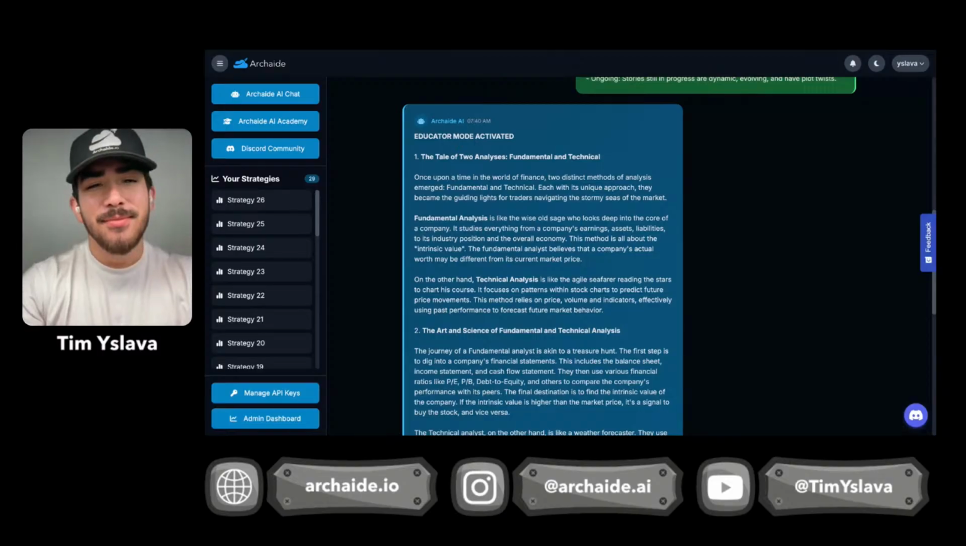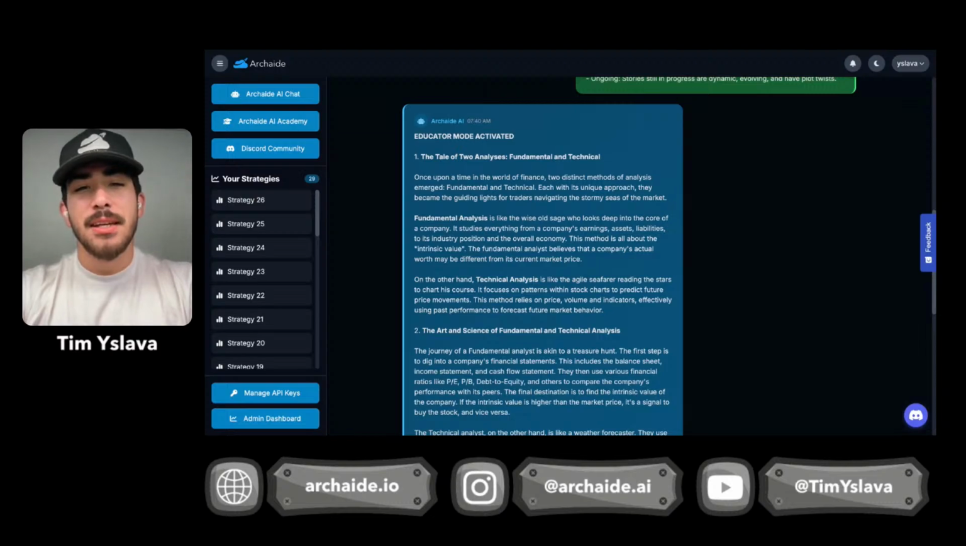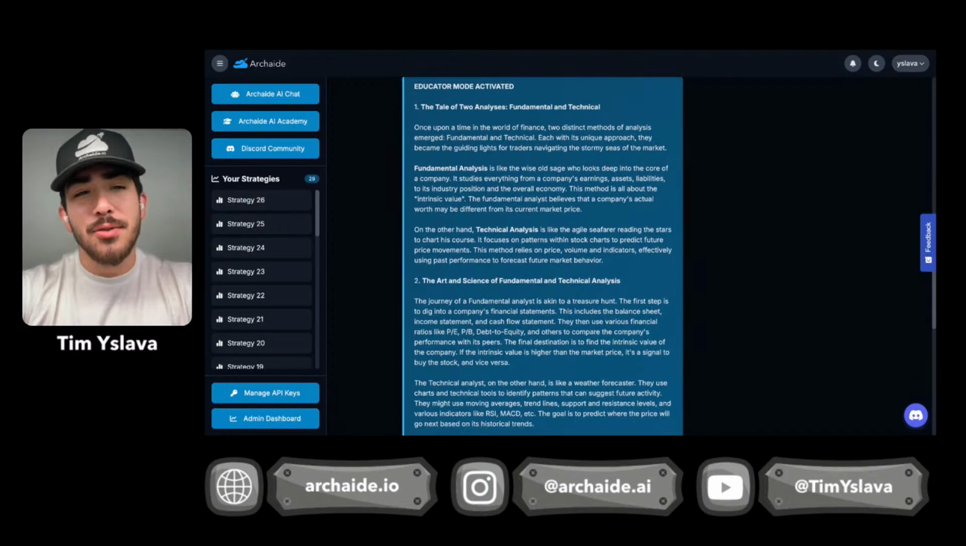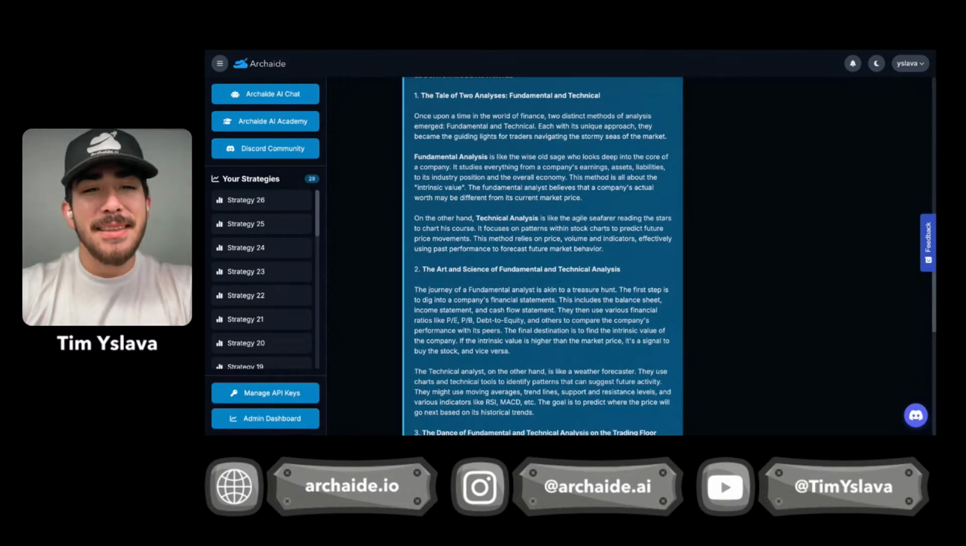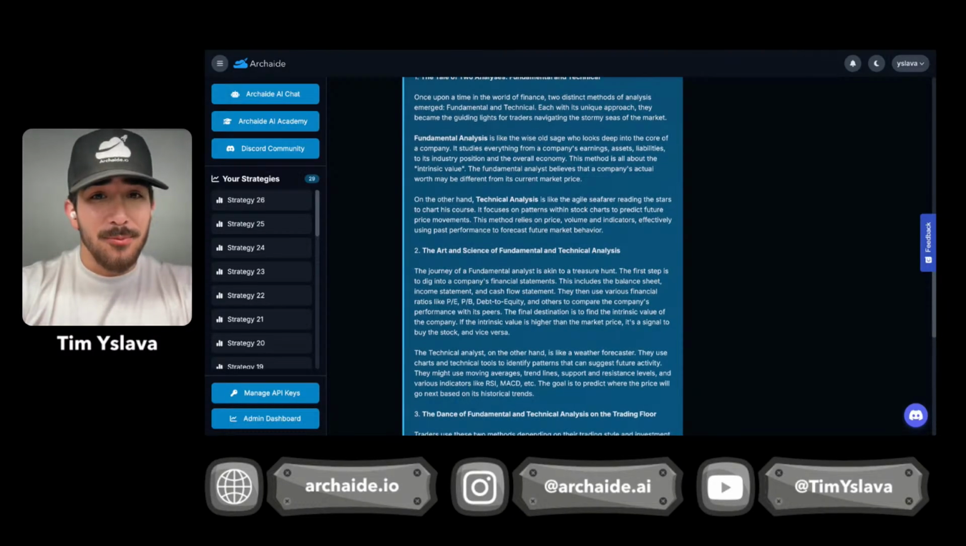Once upon a time, in the world of finance, two distinct methods of analysis emerged, fundamental and technical, each with its own unique approach. They became the guiding lights for traders navigating the stormy seas of the market. So let's talk about fundamental analysis.